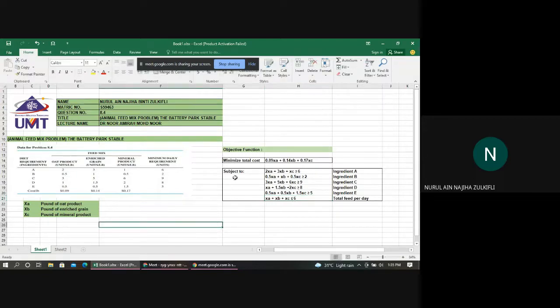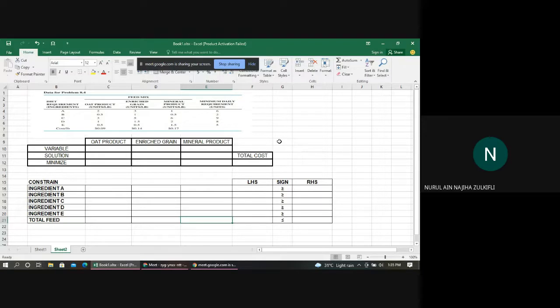And then after we finish the objective function, we must complete the total cost for the daily mix of the three feed mix. And then the variables are XA for oat products, XB for enriched grain, XC for mineral product. And then for the solution, we assume 1 for each feed mix. And then the minimized cost is 0.09. For the enriched, 0.14. And then for the mineral, 0.17.